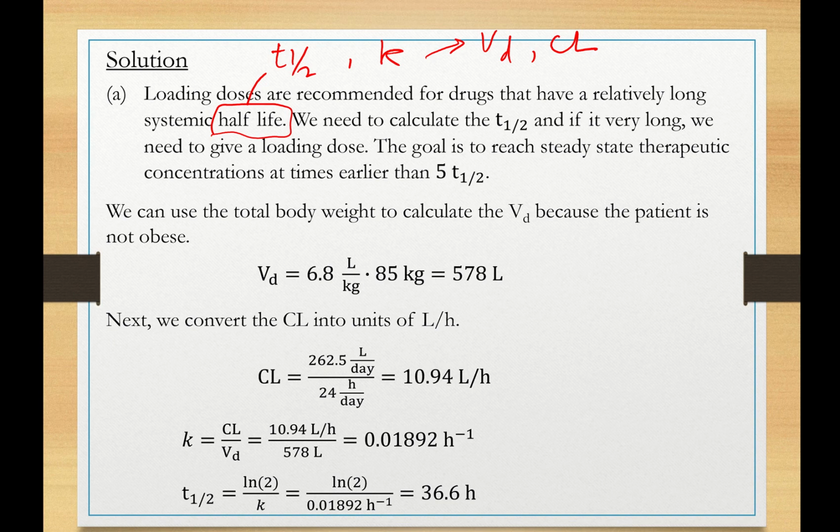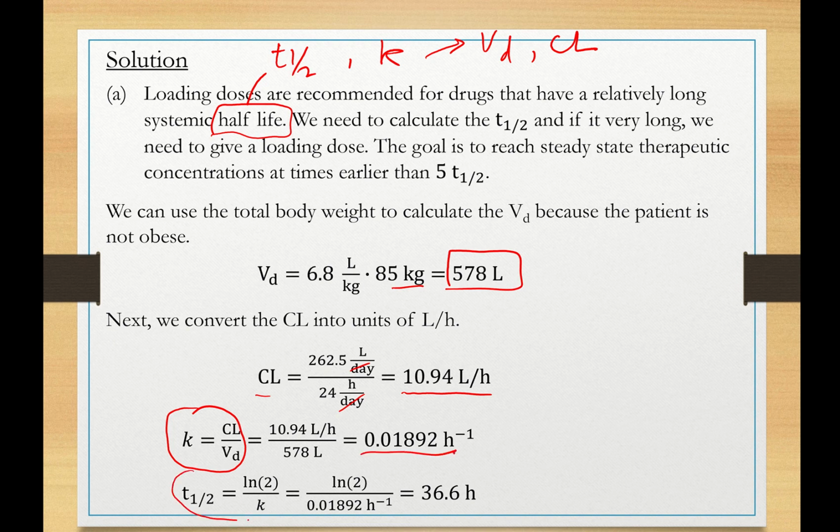We have the VD in liters per kg multiplied by the weight of the patient, so we have a VD of 578. The clearance is given in liters per day, and I'm going to convert that into liters per hour, because I would like to have the half-life in hours. I could have left it per day too, that's up to you. So clearance is now 10.94 liters per hour. Now K, the elimination rate constant, is clearance over VD, and that would be 10.94 over 578, so that's my K.